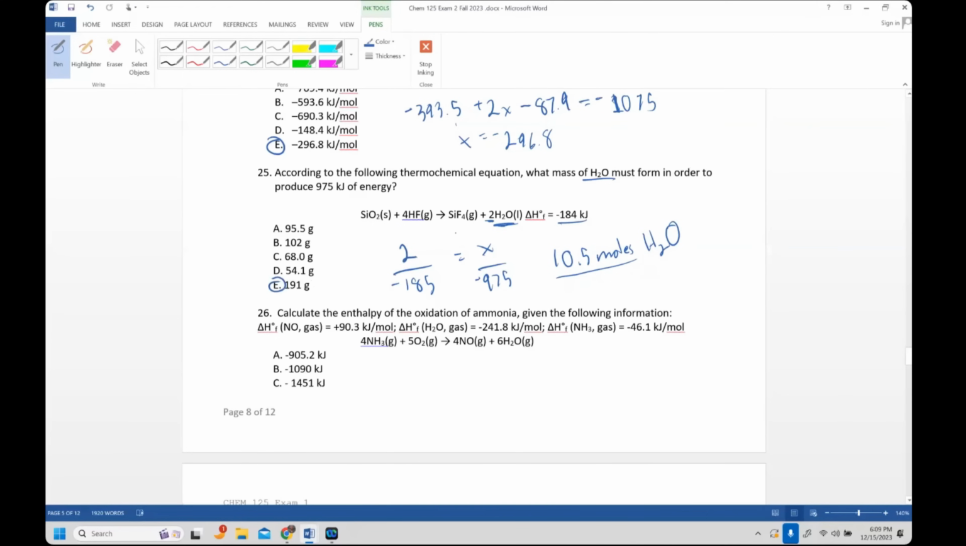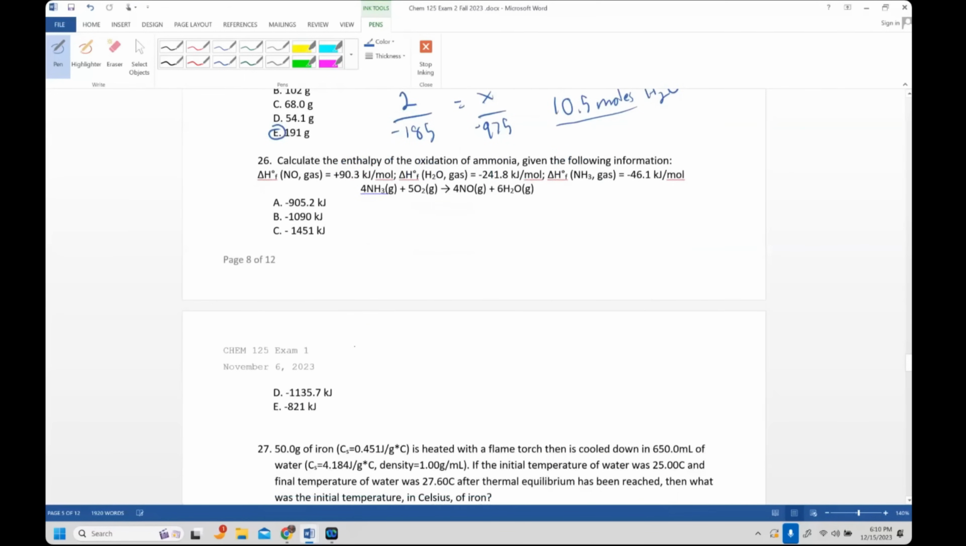And let's think about it. Does that make sense? Two moles of water is 36 grams, and 36 grams releases 184. Almost 1,000 grams is 5 times that. So 36 times 5 is around 180. So yeah, 191 makes sense.